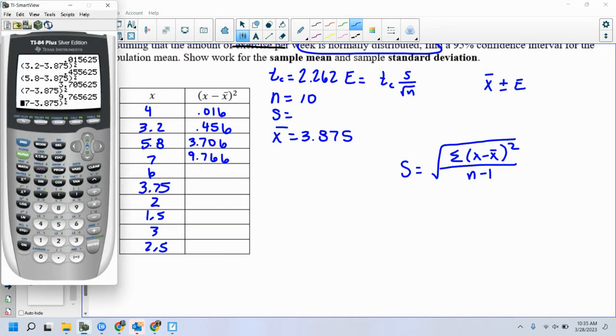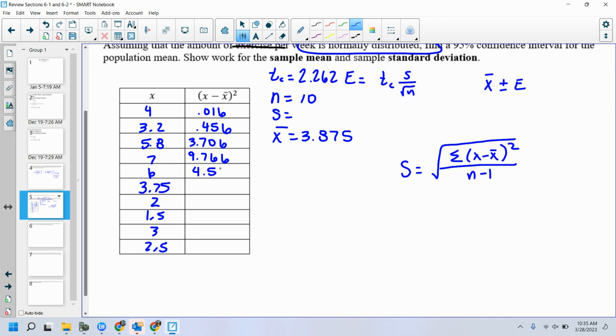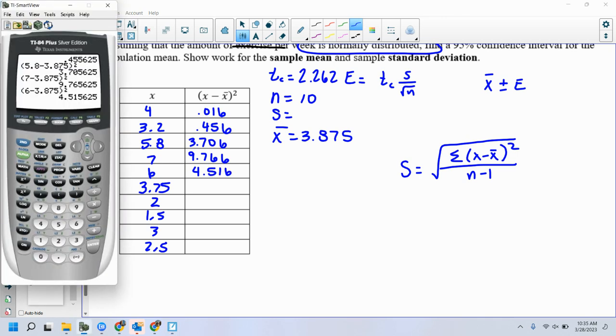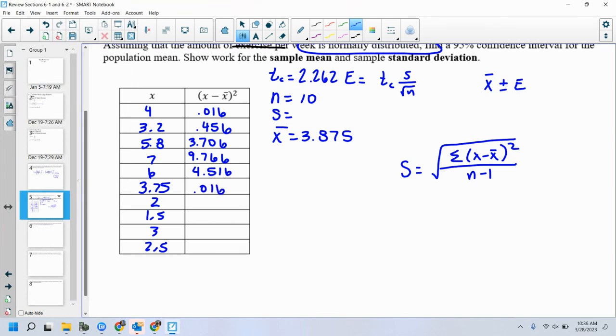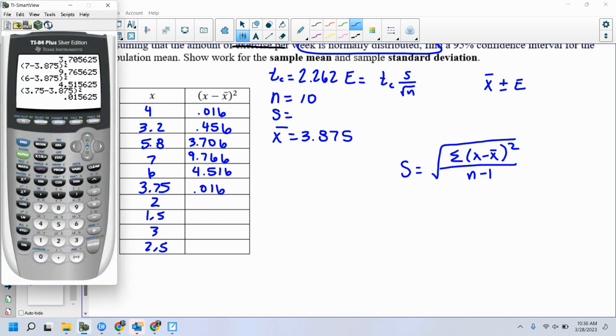We'll do the same calculation for 6. 4.516. We're going to run the same for 3.75. 3, insert a 0.75. 0.016, same thing here. That's interesting because it's the equal amount away, lower as upper, from 3.75 to 4 as 3.875. And then we'll do 2. And do a 2, which is 3.516.